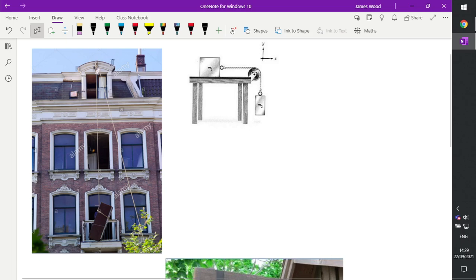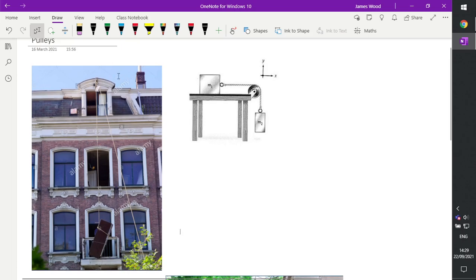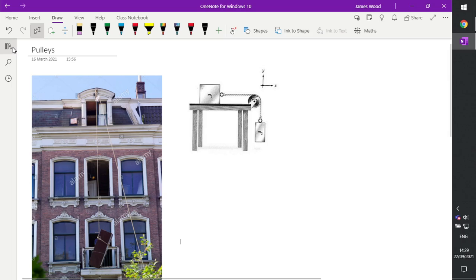So they are very useful things, and we're going to learn about how we can apply what we've learned so far to systems involving pulleys.